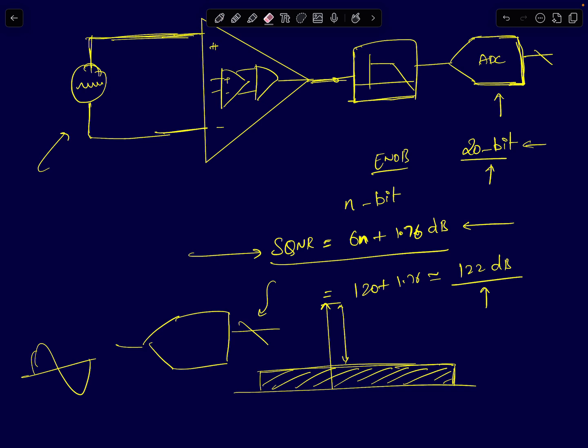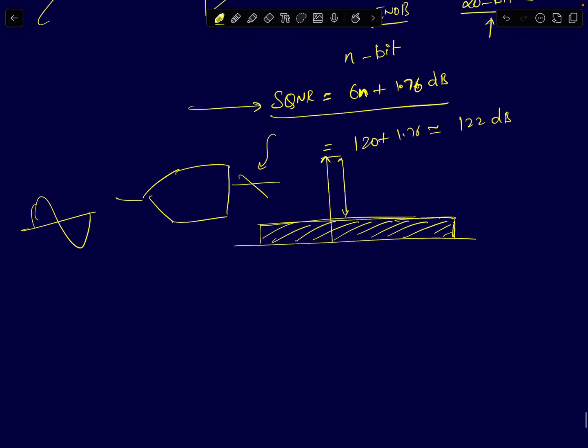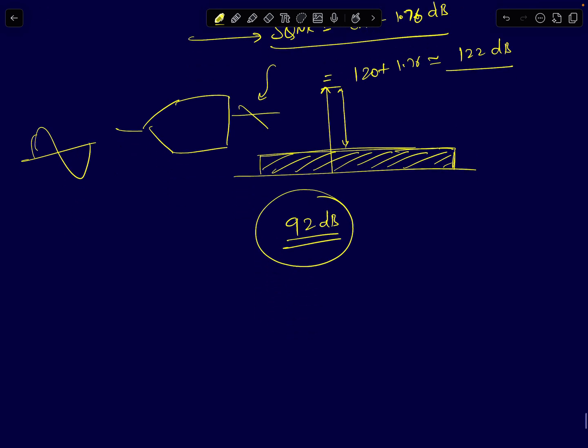But in many practical ADCs, it need not be that. Let's say your SNR happens to be 92 decibels. So you have designed a 20-bit ADC and you're expecting a SQNR from the measurement to be 122 decibels, but it turns out your SNR is just 92 decibels. We then define a term called effective number of bits. So we equate 6N1 plus 1.76 decibels equal to 92 and compute N1.